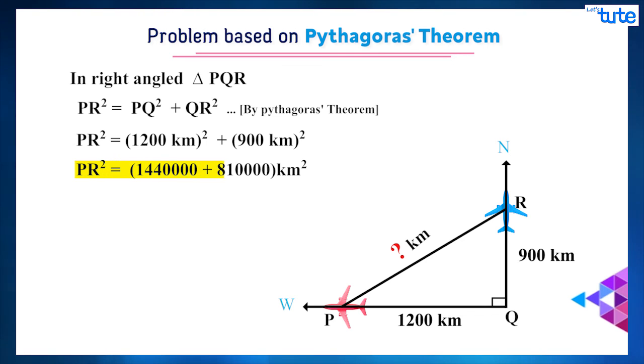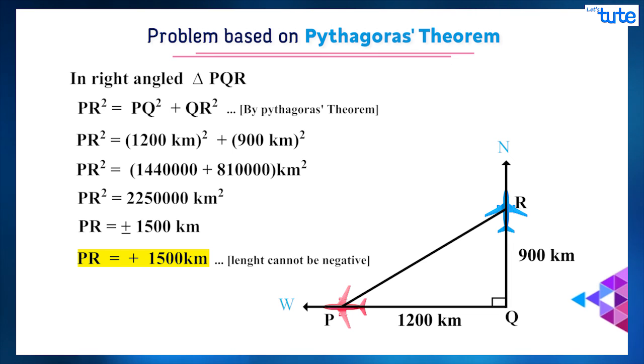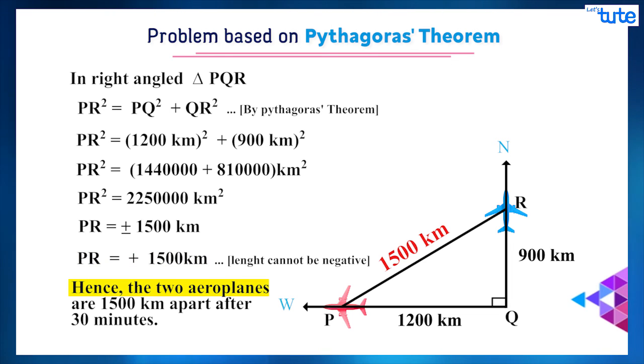14,40,000 plus 8,10,000 kilometers square. This gives us PR square equals 22,50,000 kilometers square. Now, by taking square root of both the sides, we get PR equals plus or minus 1500 kilometers. But since length can never be negative, we can say that PR equals plus 1500 kilometers. Hence, the two planes are 1500 kilometers apart after 30 minutes.